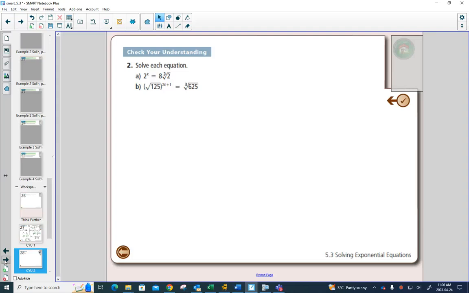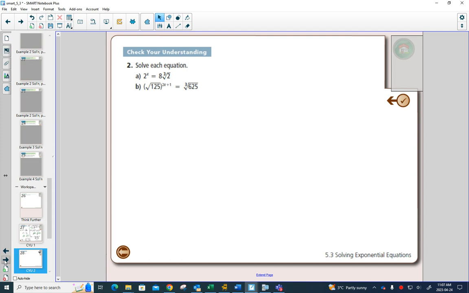So in example 2, we're going to use that same strategy. Our plan is to get both sides as a single power with the same base. Because if both sides are a single power with the same base, then their exponents must be equal as well.